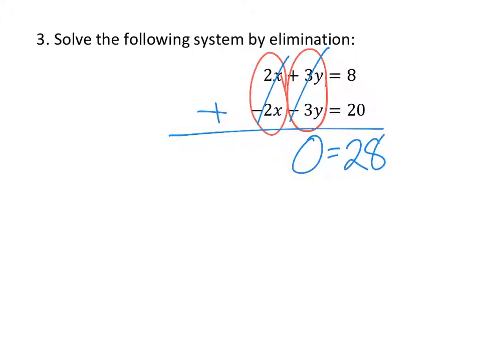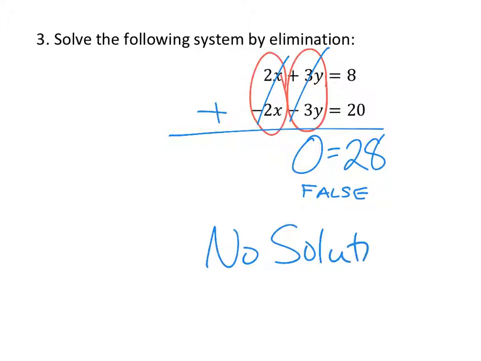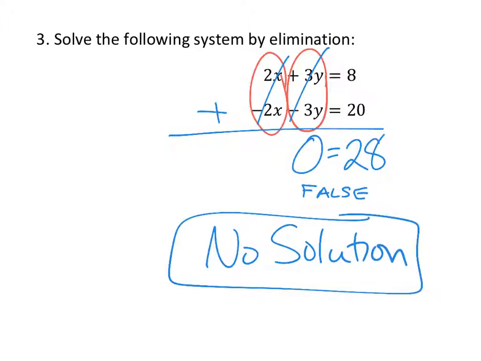What's weird about what we just wrote down? You don't have a variable. I don't have variables anymore, and does 0 equal 28? No. This is a false statement. This is no solution. If I have my variables cancel out, and I'm left with a false statement, then there is no solution to this system.